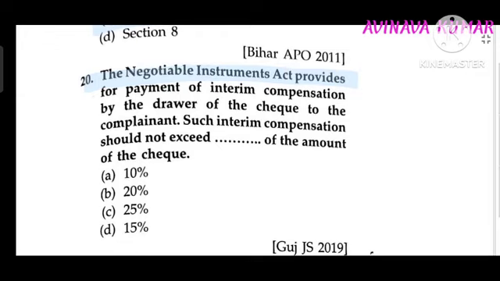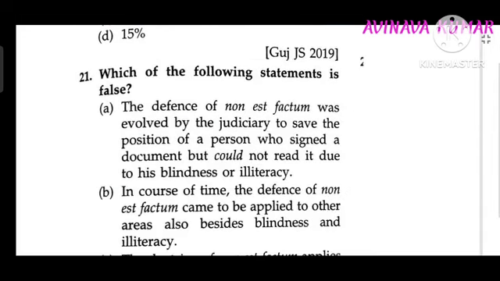Negotiable Instrument Act provide for payment of interim compensation by drawer of the check to complainant. Such interim compensation should not exceed dash amount of the check. 20%. Which one of the following statement is false?